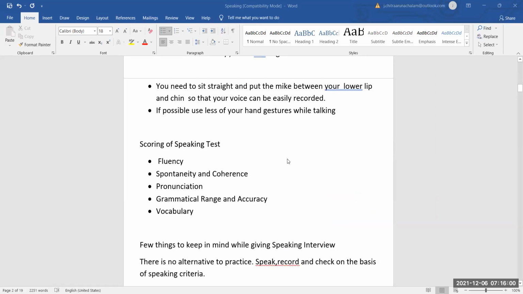No matter what module you deal with, no matter what type of task you deal with, it's very important to have strong knowledge about the scoring parameters, because you will know where you actually stand. You'll be able to analyze yourself. Self analysis is very, very important. So these are the scoring parameters, as you can see on the screen: fluency, spontaneity and coherence, pronunciation, grammatical range and accuracy, vocabulary. So let's see one by one.